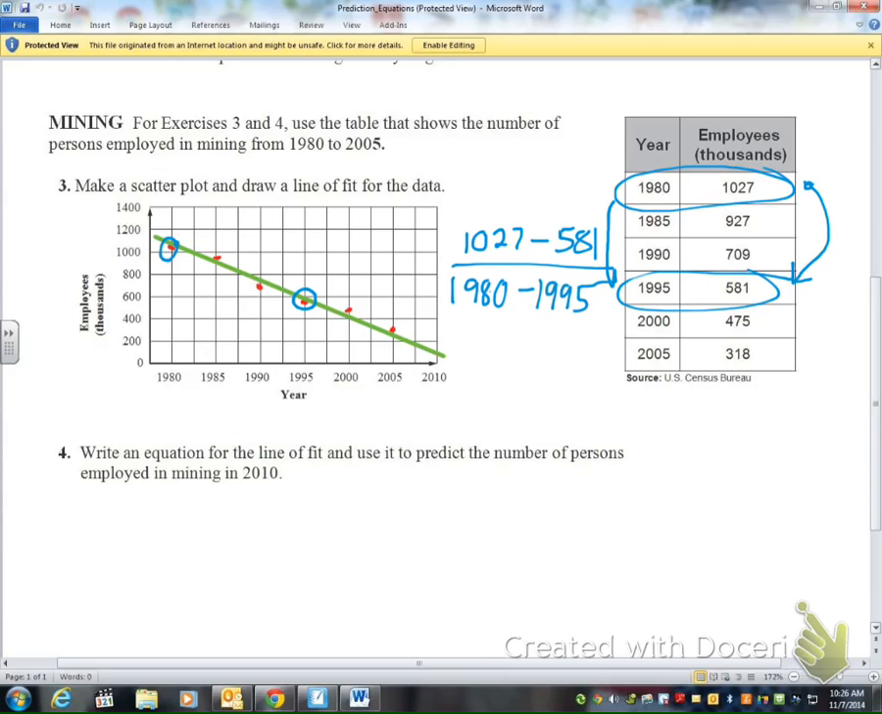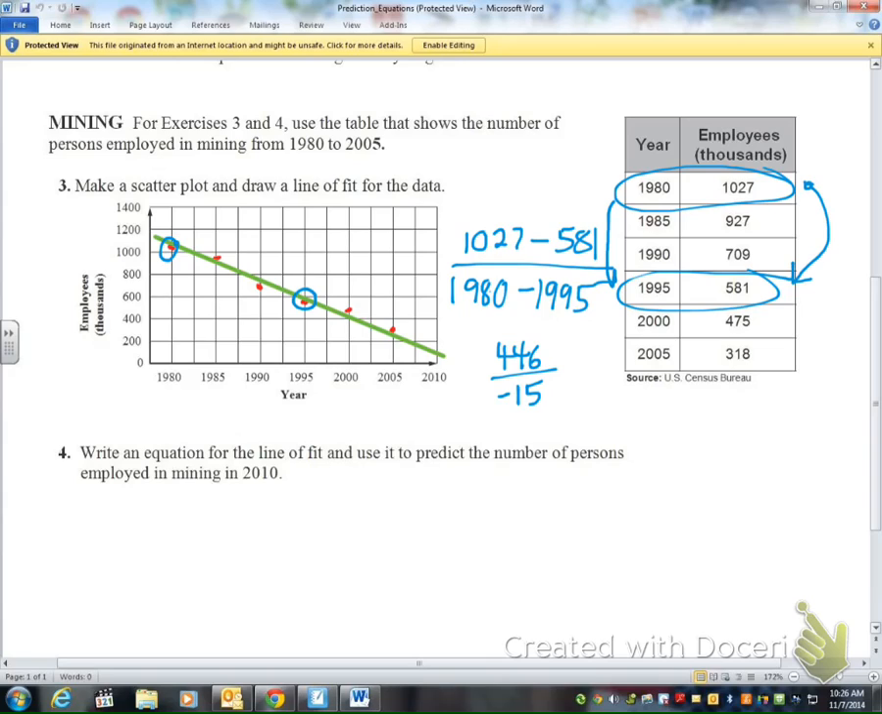1027 minus 581 gives me 446. 1980 minus 1995 gives me negative 15, which of course gives us a negative slope, which is what we would expect because look at your line. It's going down from left to right, right? So we would expect it has a negative slope.